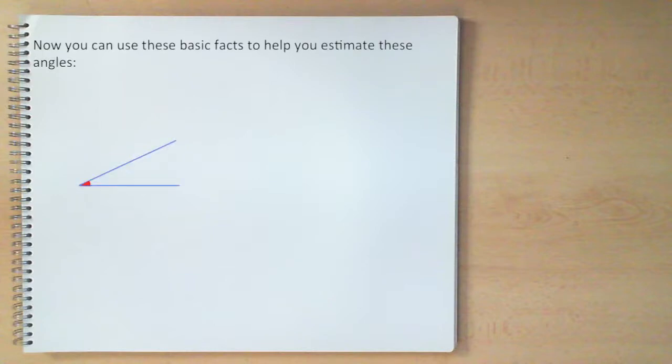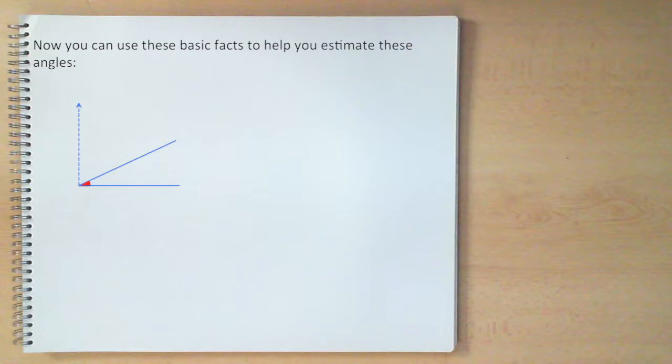So now let's look at a few angles to see if we can estimate what their actual value is. So here's the first one. Something that's going to help you with this, if you put a straight line up from the angle to show you where 90 degrees is, you can then start to look at, well, how big is that in comparison to 90 degrees? Now remember here, we're only estimating.